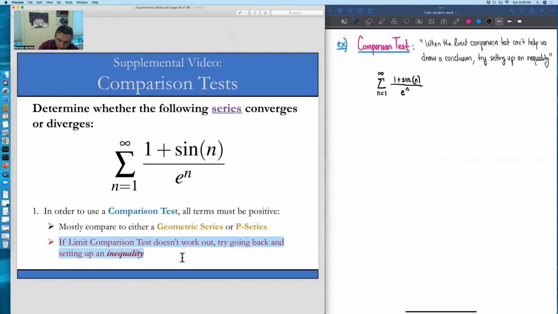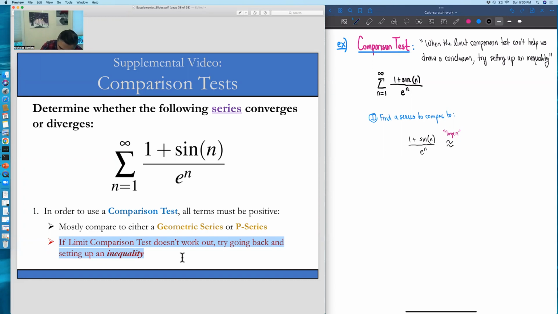With any of these comparison test problems, the first thing that we try to do is find a series to compare to. So we take our series function, 1 plus, in this case, sine of n, all over e to the n. We can ask ourselves questions like, what term contributes the most in the numerator? What term contributes the most in the denominator? For large n, what terms matter the most? How big can the numerator look? How big can the denominator look?